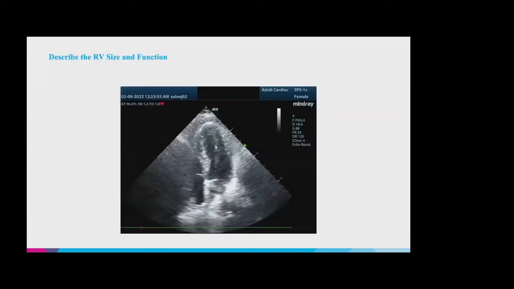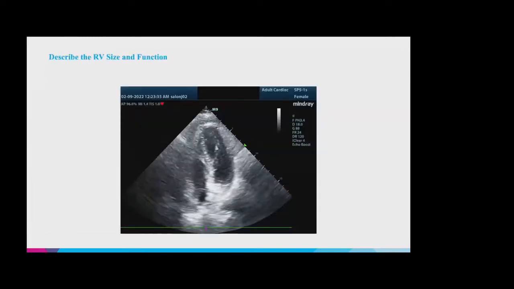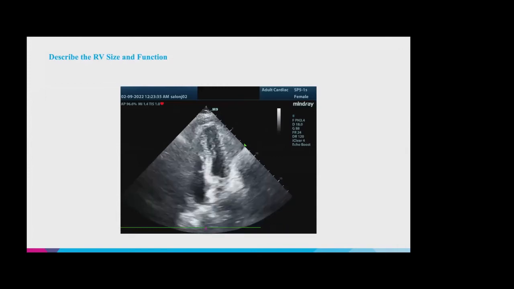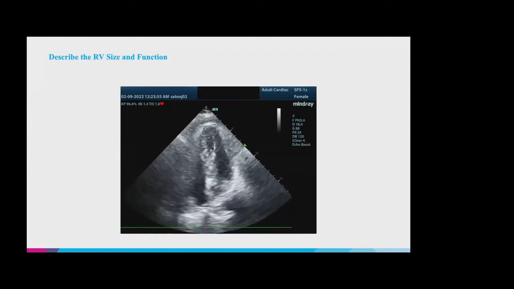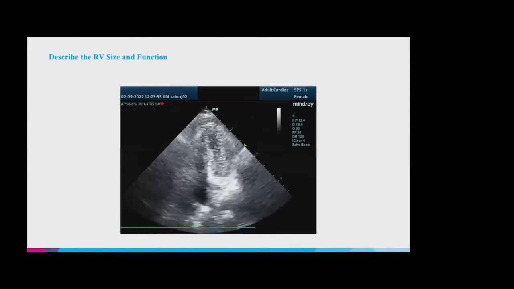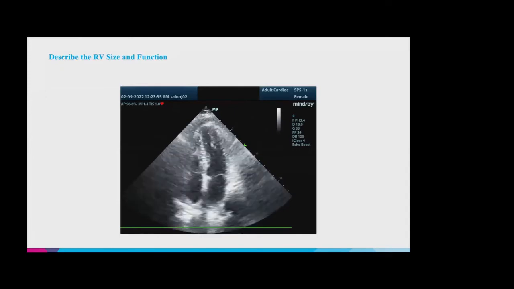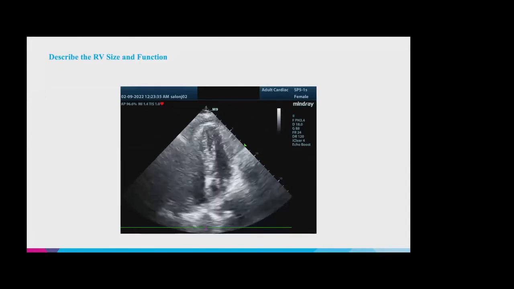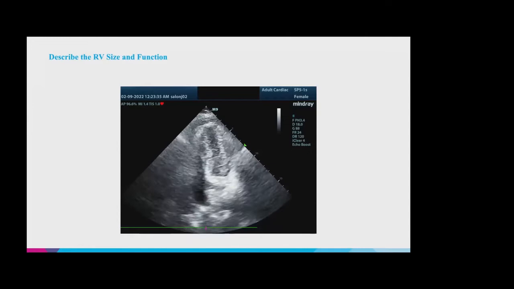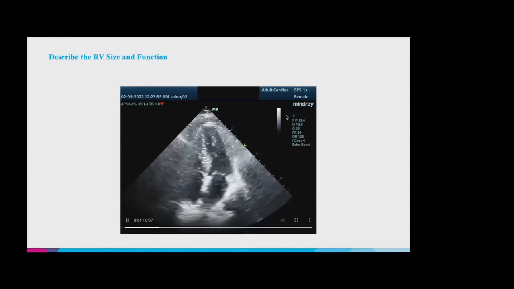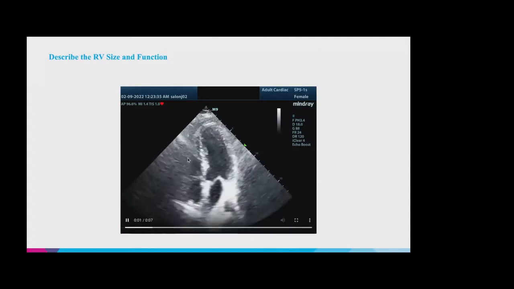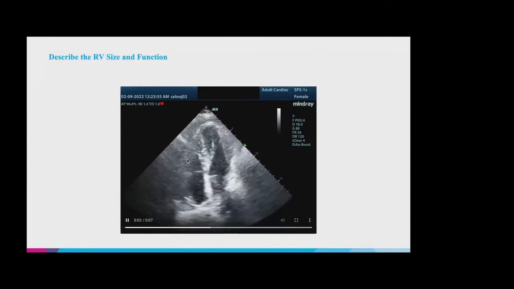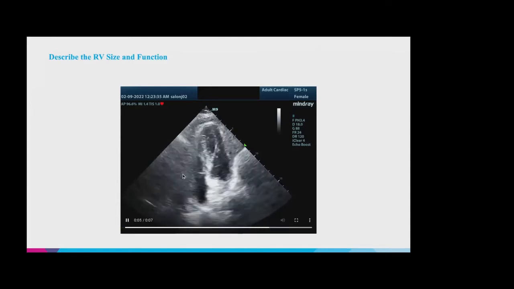So now I just want to run through some examples, and you guys can tell me what view we're looking at here and what you think of the right ventricle in terms of size and function. That's the 4-chamber view, and the right ventricle definitely looks smaller. It looks less than 2/3 of the left ventricle, so it's normal in size, maybe a little bit tiny, I would say, but it depends on how the view was taken.